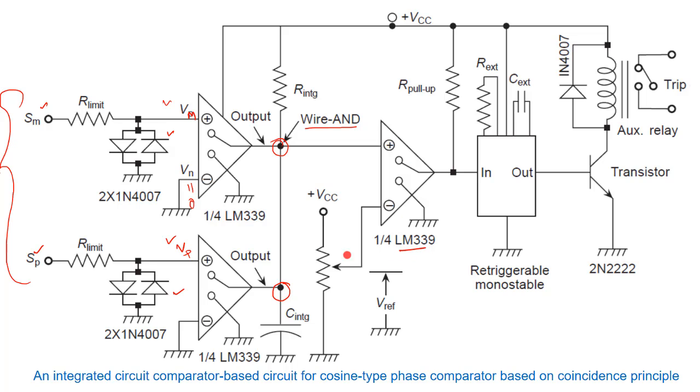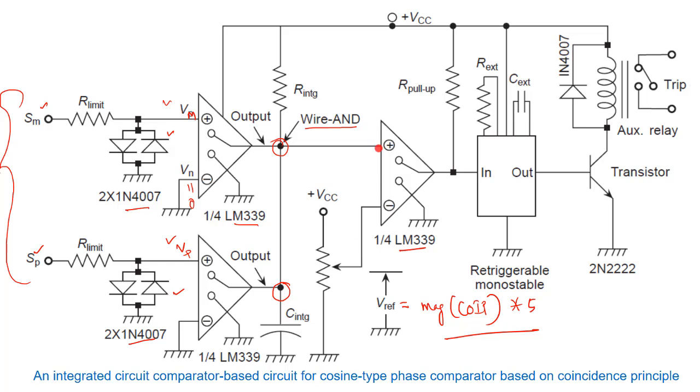These comparators are LM339, and your diodes are taken as 1N4007. Already you know these components. So, we put this AND gate output after the integrator into an op-amp circuit, where your V reference is set as the magnitude of the coincidence waveform into 5, right. So, this is your V reference. V reference is set by varying this potentiometer.